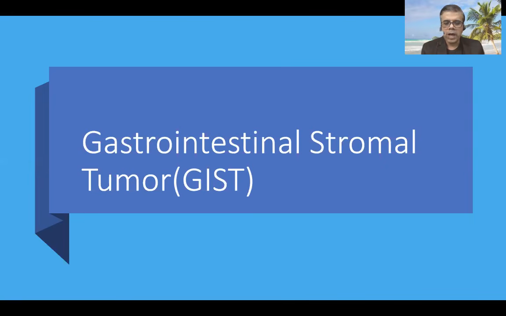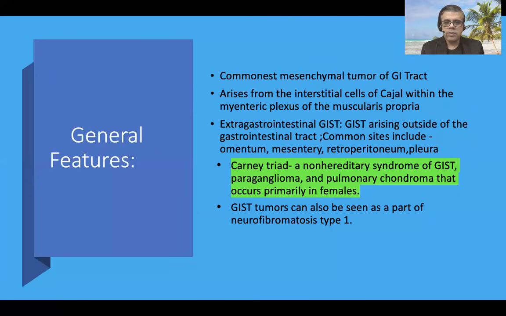Pathological stuff ahead for you. So let's go to the GIST. GIST is the commonest mesenchymal tumor of the GIT. It arises from interstitial cells of Cajal. In Spanish, you can spell it, pronounce it as Cajal.